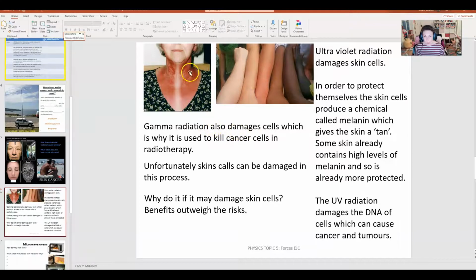So gamma radiation, here this lady has had some radiotherapy. So you can see how the gamma radiation has damaged the skin cells on her neck and things, but obviously even though that would be uncomfortable, it's important to treat the cancer because the risks from the cancer are greater than the risks from the cure from radiotherapy. Okay, so the benefits outweigh the risks.